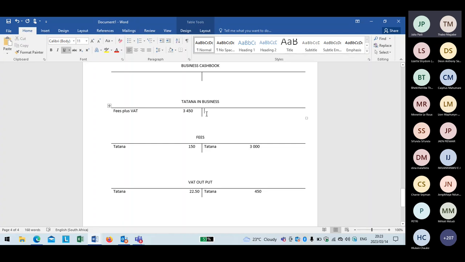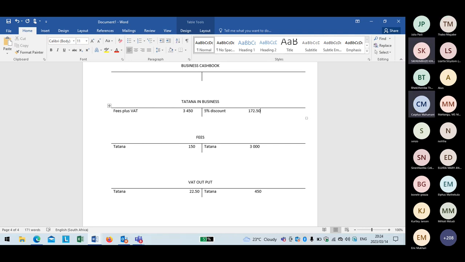Tatana in business, do we debit or credit? Credit. How much? 172.50. And our narration will be? Discount. 5% discount. How much? 172.50. Yes. So this way we have given a discount.